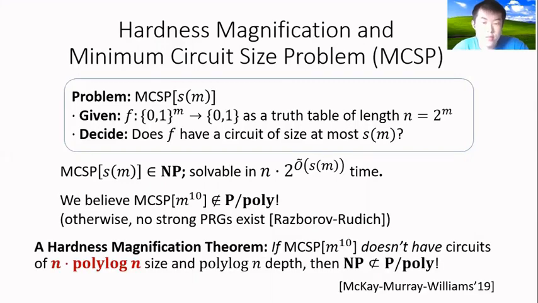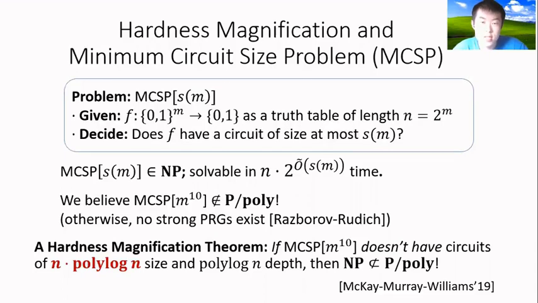A recent theorem by McKay, Murray, and Williams shows that if we could prove a slightly superlinear size circuit lower bound for the MCSP problem, then it would imply NP is not in P/poly, which is a breakthrough lower bound. This kind of theorem is called hardness magnification. It magnifies a weak lower bound into a strong lower bound.